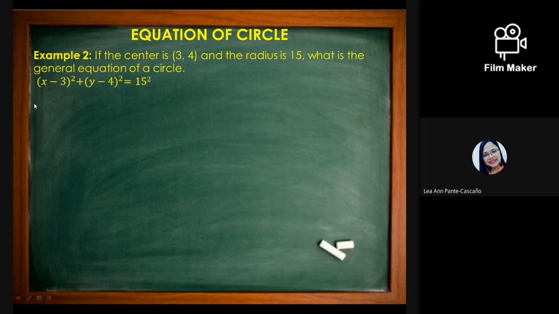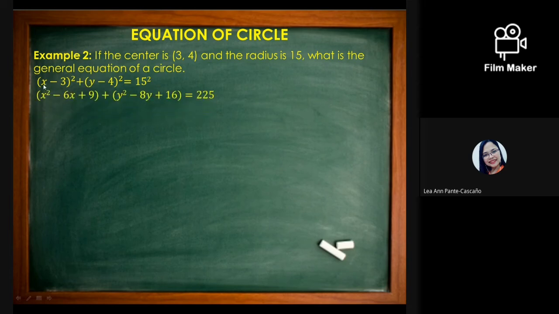So, kung positive siya dito, sa equation natin ay magiging negative. So, x minus 3 squared plus, positive siya dito, magiging negative sa equation. So, y minus 4 squared equal to the radius is 15, so that is now 15 squared.